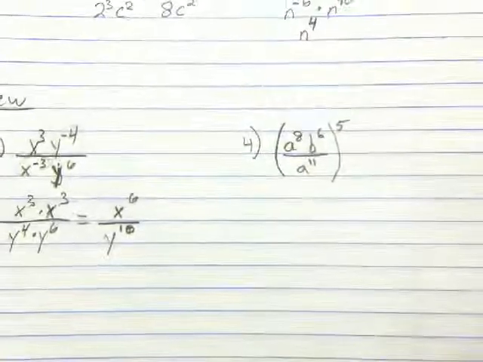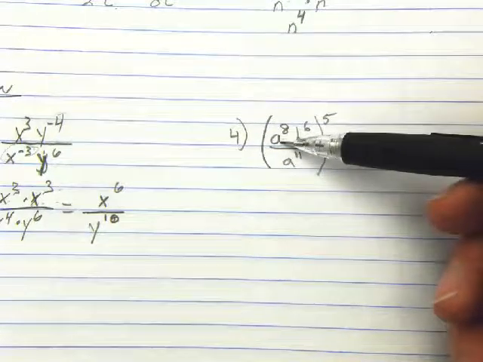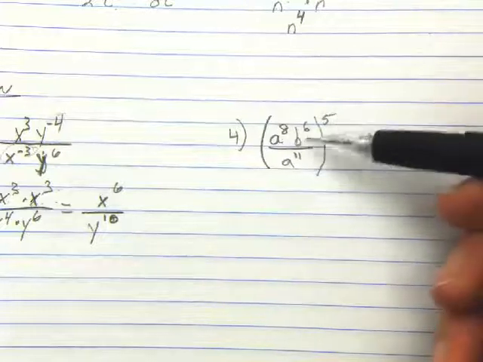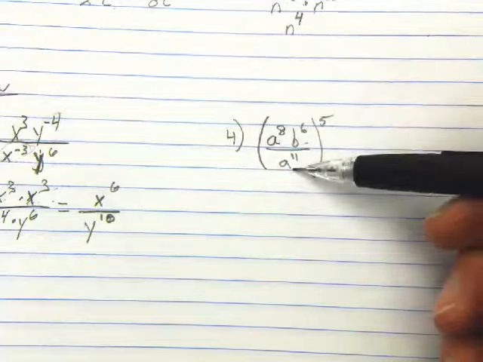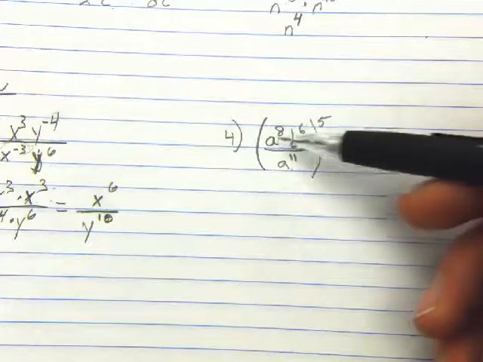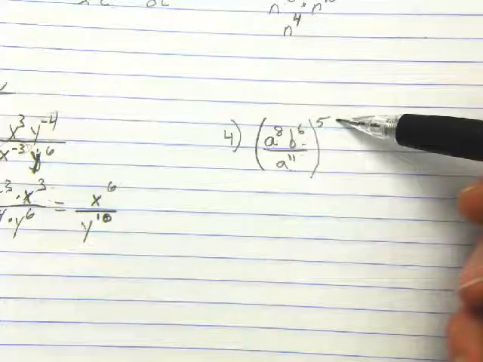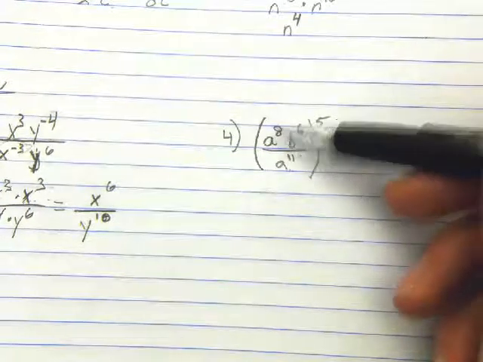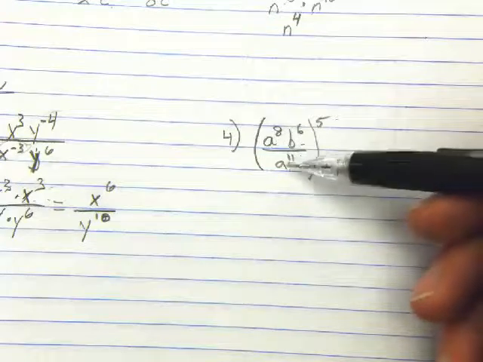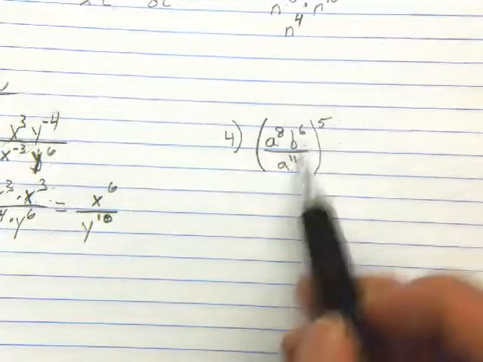All right, let's go to the next one. Number 4, again, a division with exponents. So I have a to the 8th times b to the 6th up top, all over a to the 11th on the bottom, and I'm putting that all to the power of 5. First thing I'm going to do is try to simplify everything inside the parentheses first. So I have a to the 8th and a to the 11th. I can go ahead and subtract those, right? There's 8 up here, I can take away from down here. So I have more a's on the bottom.